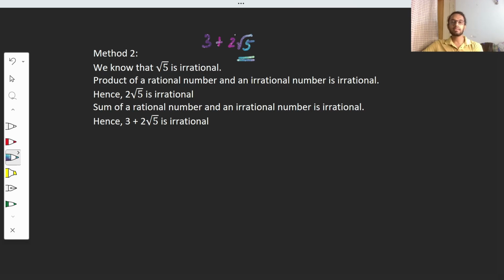And then we take these two numbers, that is 2 root 5, and we say 2 is rational, root 5 is irrational. Therefore, they are in product. So we say product of a rational number and an irrational number is irrational, which we already know. Therefore, we say this part alone is irrational. Now that this part has been proved as irrational, this is rational, and the sign that is in between is a sum. So sum of a rational number and an irrational number is irrational. So therefore we say the whole thing is irrational.